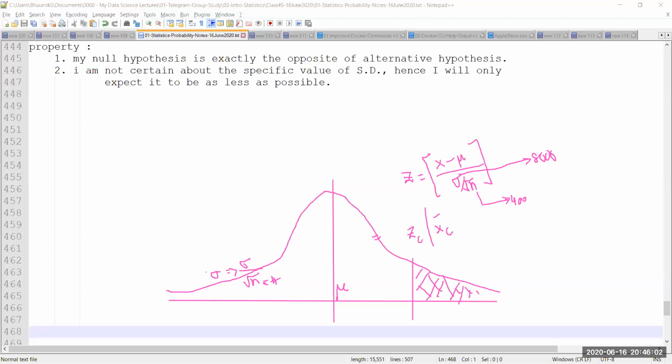Then I have this x. I'm not going to write it as x anymore. I'm going to write it as x bar. Why? Because this is a sampling distribution, and that's why I'm going to write this as x bar, which I'm going to take as the value that I'm actually looking for. And then I have this value, which is my mean. So I have all the values in place, and then I should be able to do my z calculation from here.